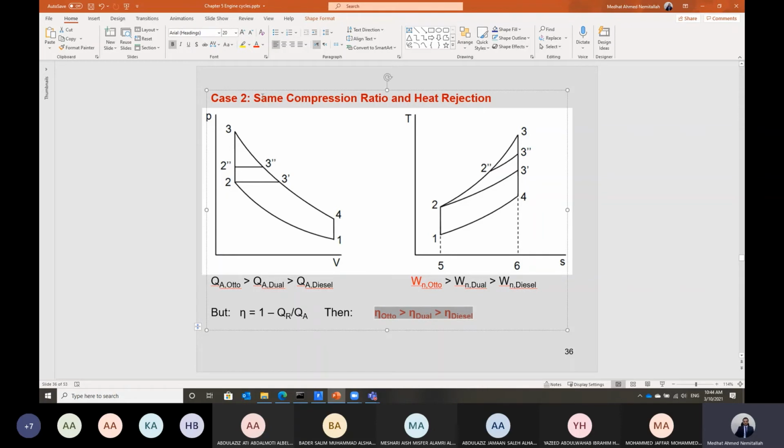So as we conclude, guys, at the same compression ratio, the gasoline engine based on the Otto cycle will result in the maximum cycle pressure. It will be able to create the highest cycle pressure and the highest cycle temperature in this case, and based on that it can generate the highest work out, and also it can have the highest efficiency, under the condition that we have the same compression ratio.